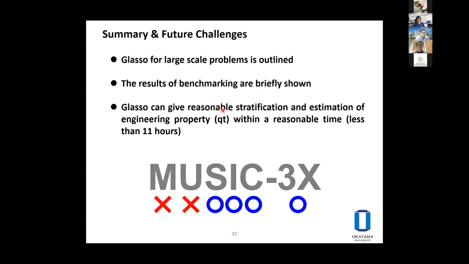But of course, there are a few disadvantages in GLasso. GLasso cannot handle multivariate parameters, and GLasso estimate is a point estimate. So GLasso cannot evaluate the uncertainty of estimate. So we have to work on this.